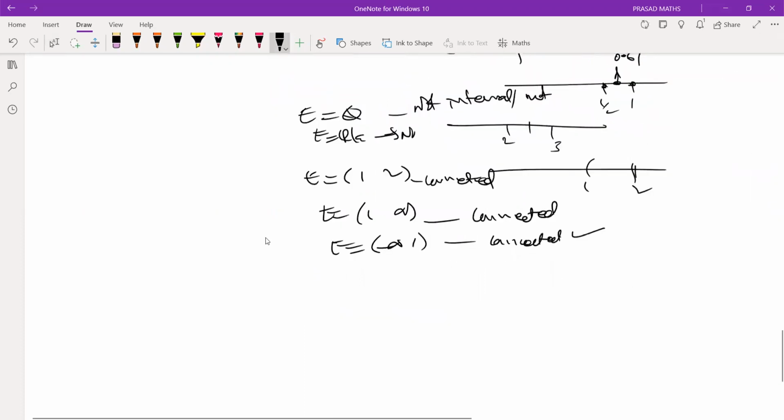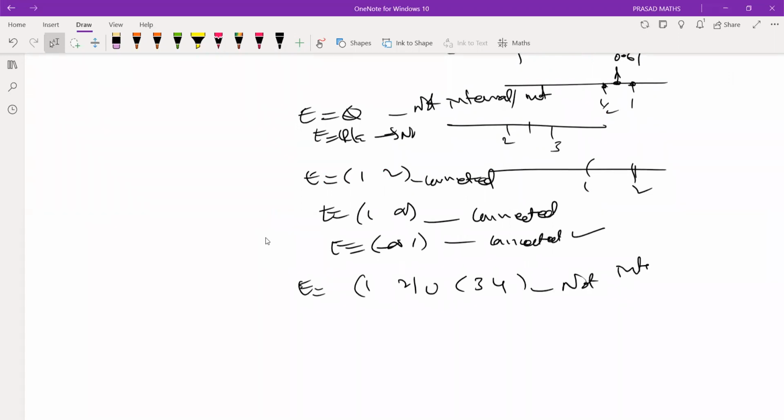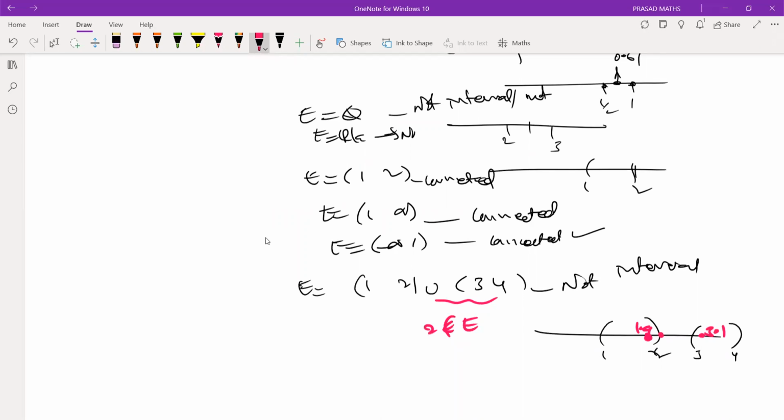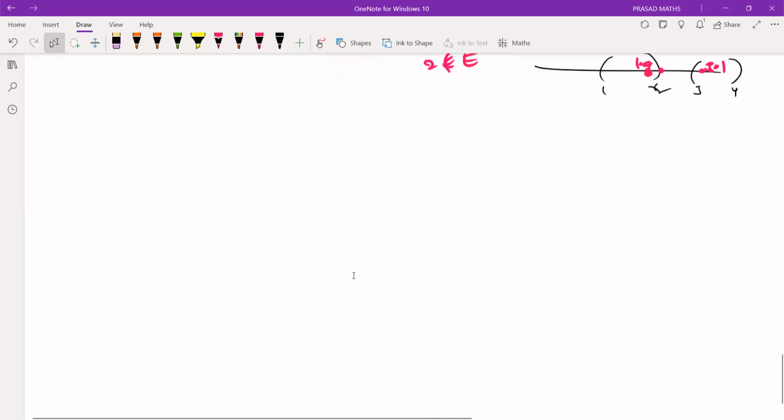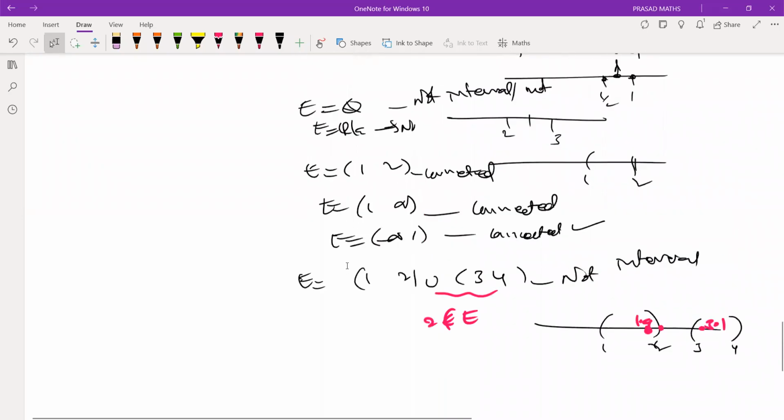Is it clear? Suppose you take E equals (1, 2) union (3, 4). Is it connected? No, because it's not an interval. Why? Take a point, for example 1.9, and 3.1. Any point lying between them, for example 2, is not a point of this set. 2 does not belong to E. Therefore, it's not an interval, therefore not connected. Is it clear? Okay.